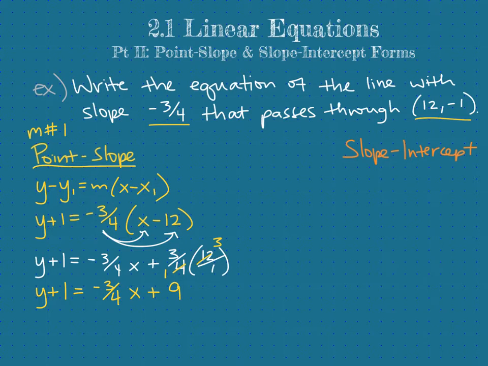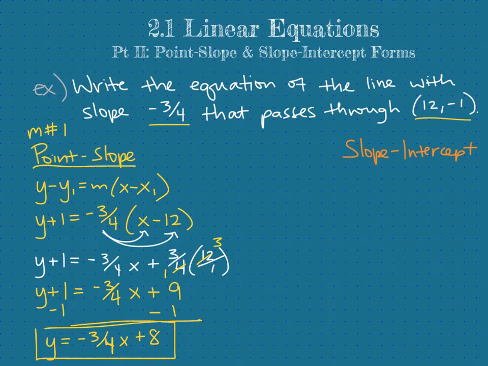All right, we're almost there. If we want to get y equals, we'll subtract 1 from both sides here. And so we'll have y equals -3/4 x plus 8. And that is our equation of our line in slope-intercept form. But I used point-slope first to plug in and then solved for y.